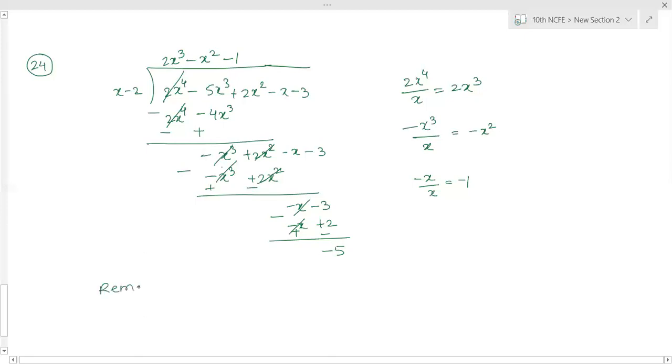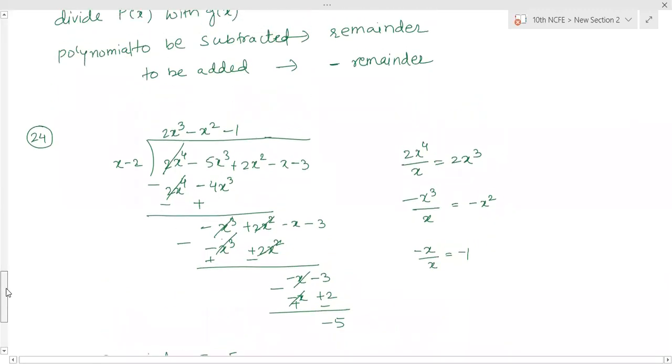So what should be added? They are asking to add. The remainder is minus 5. So what is the number to be added? The negative of the remainder, that is minus of minus 5, which is equal to plus 5. Is it clear? Everyone, is it clear? Yes, ma'am. Okay, then write down this and try to solve the 25th question.